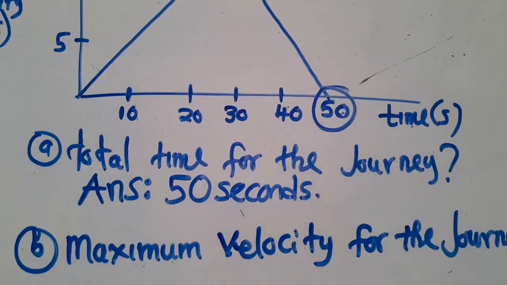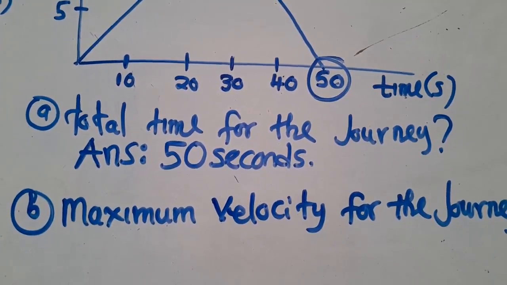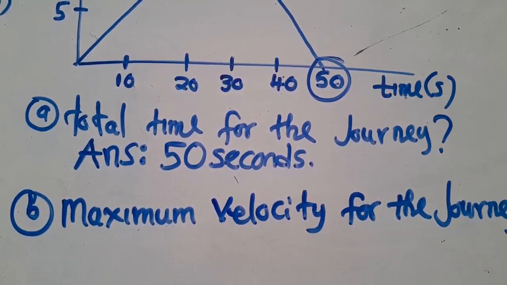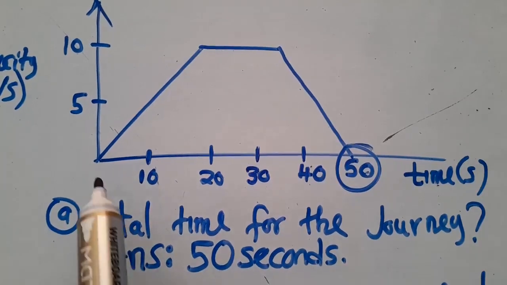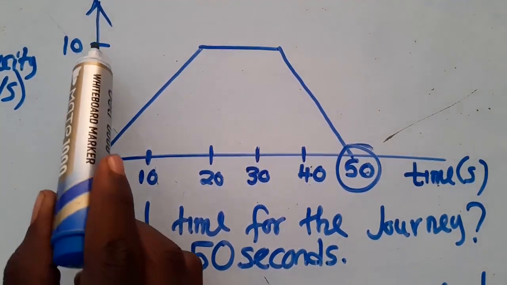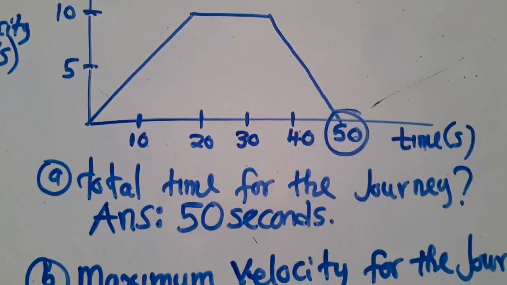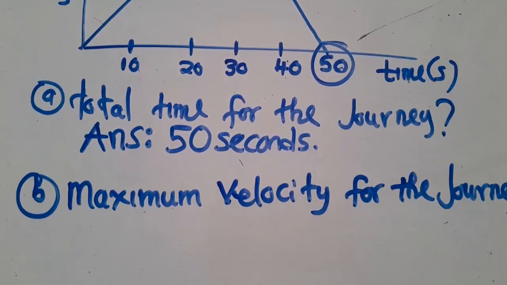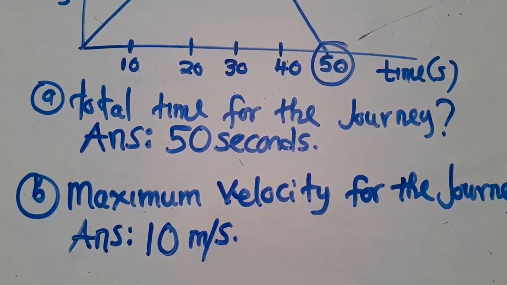Then we move to the next question. It is telling us to find the maximum velocity for the journey. What is the maximum velocity? You check, velocity is here. Is it 5? No, it was 10. That's the maximum velocity. So the answer there, you just say: 10 meters per second, like that.